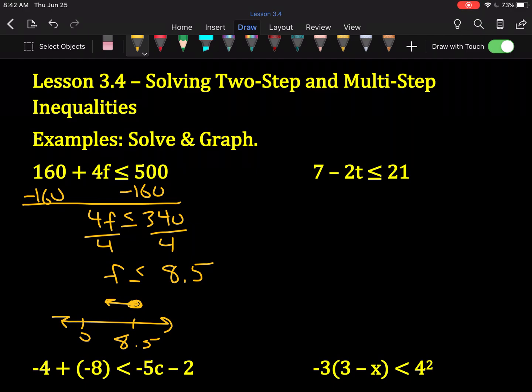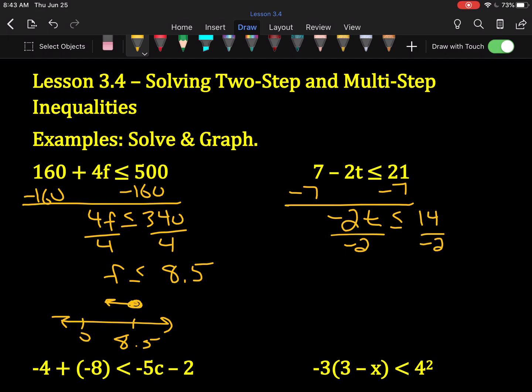Next problem, 7 minus 2t is less than or equal to 21. The t is on the left side, that's good, that's where I want it. 7 is positive, so I will subtract it to move it. Remember that minus belongs to the 2t. 21 minus 7 is 14. We will divide both sides by -2, remembering that when we divide by a negative number, we flip the inequality symbol to get t is greater than or equal to -7.